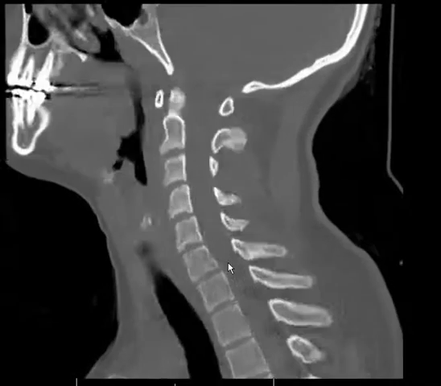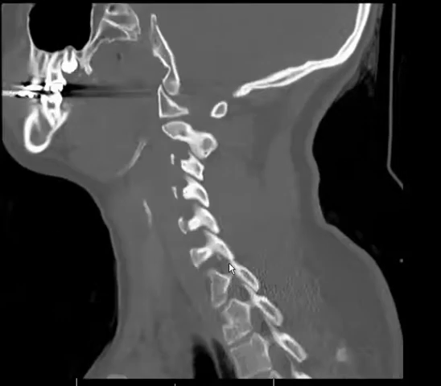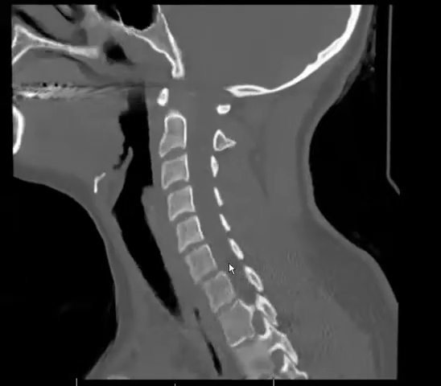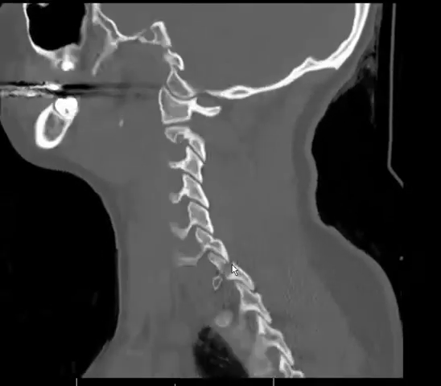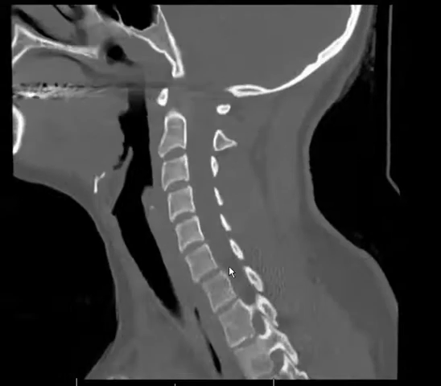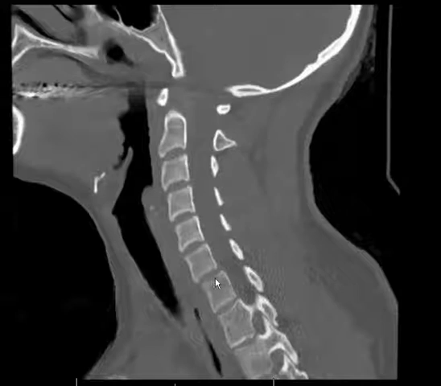However, we do have translational injury seen at this level with grade 1 anterolisthesis of C6 on C7. Notice that this is less than 25% of the width of the vertebral body.